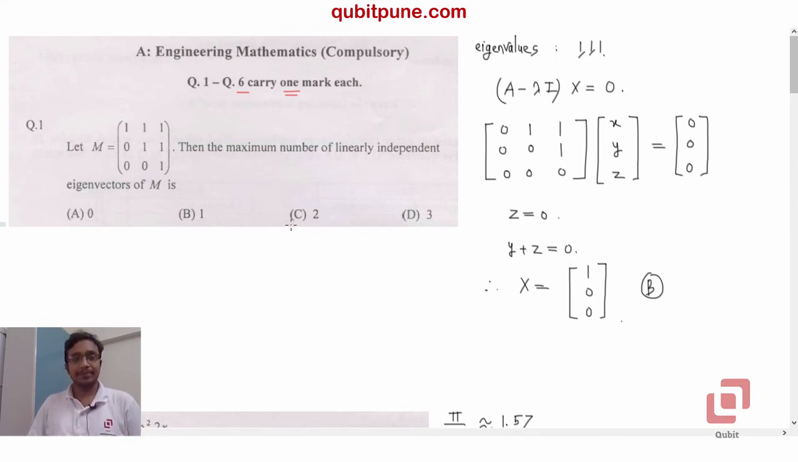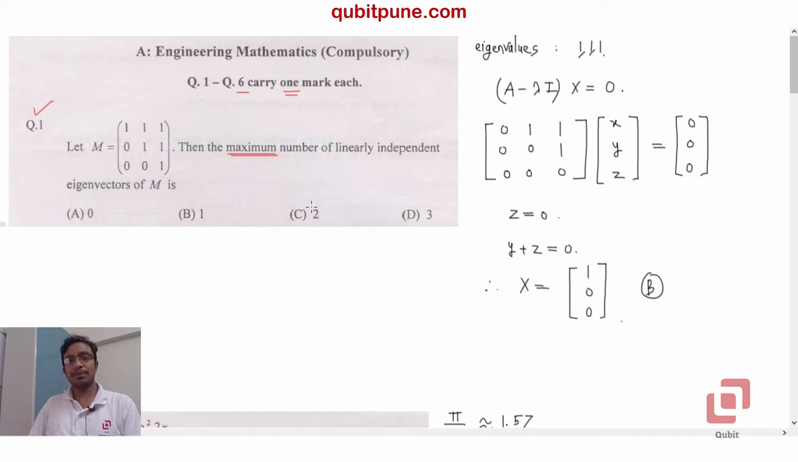So we will start with our first question, which is based on linear algebra, specifically eigenvalues. Let M be the matrix 1 1 1, 0 1 1, 0 0 1. Then the maximum number of linearly independent eigenvectors of M is 0, 1, 2 or 3.